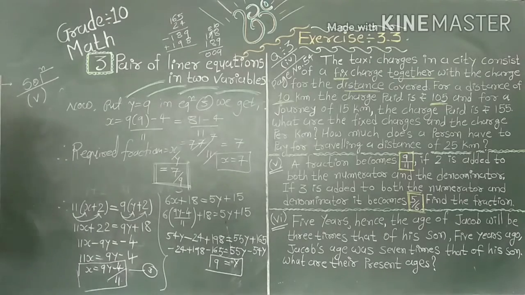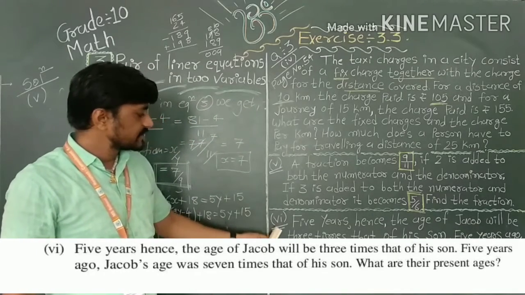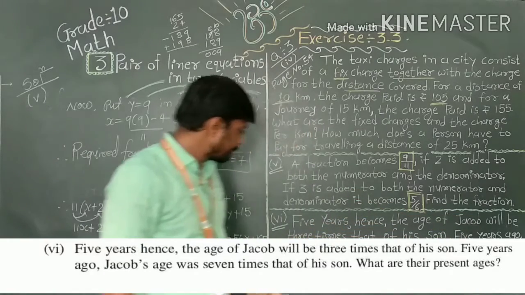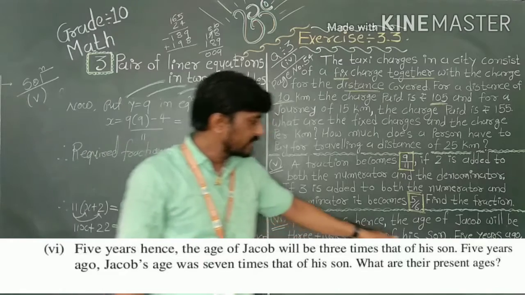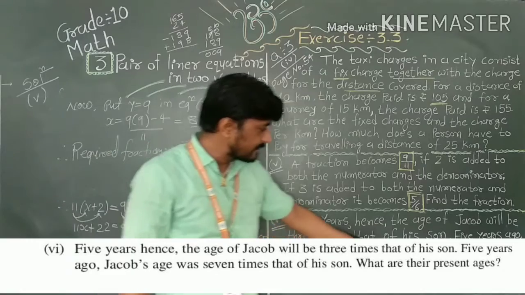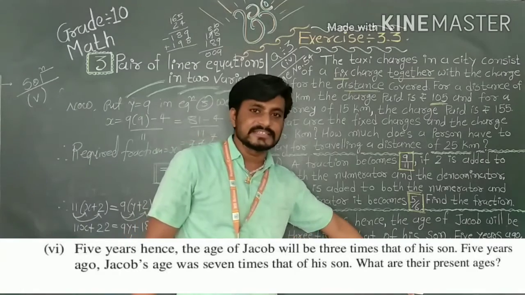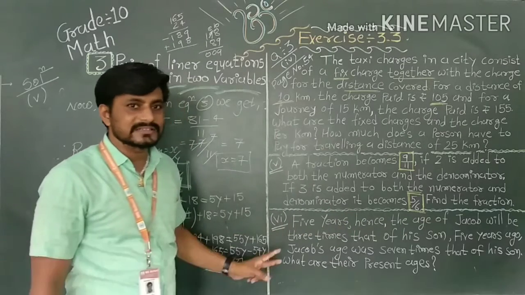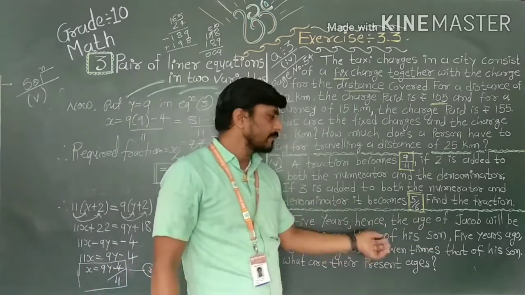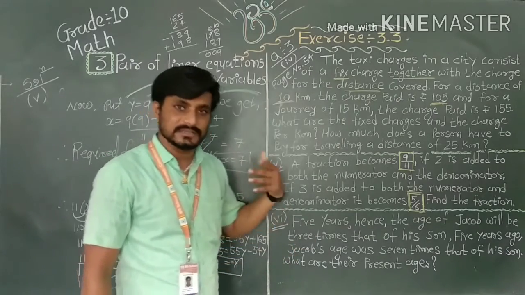Now the third word problem. What is question number 6? 5 years hence, the age of Jacob will be 3 times that of his son. 5 years ago, Jacob's age was 7 times that of his son. What are their present ages? Here there are two persons. First one is Jacob and second one is his son. First of all, we consider the present age of Jacob and the present age of his son.